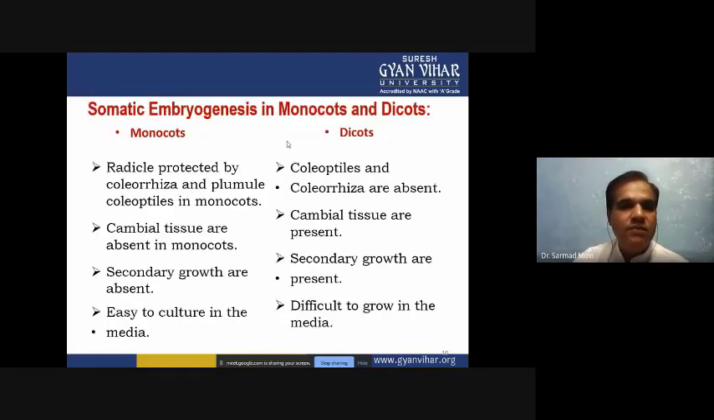If you look at somatic embryogenesis in monocot and dicot, they are totally different. In monocot, the radical is protected by the coleorhiza, and the plumule is protected by the coleoptile. If you look at dicot, the coleoptile and coleorhiza are totally absent. Cambial tissue is absent in monocot, whereas in dicot cambial tissue is present. In monocot, secondary growth is absent, and in dicot, secondary growth is present. Then monocot somatic embryos are easy to culture in the media, and in dicot it is very difficult to grow in the artificial media.